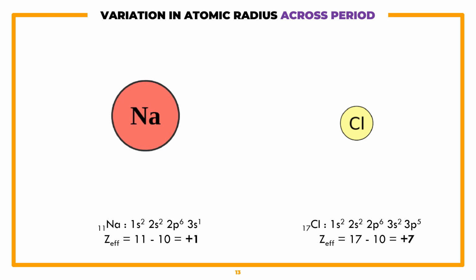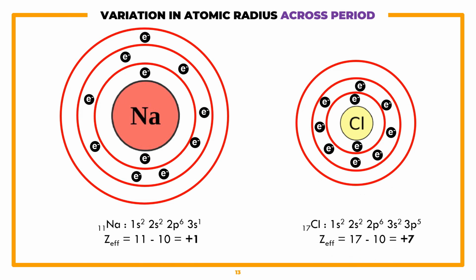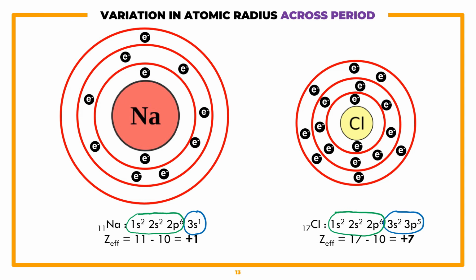Sodium and chlorine both are located in the same period, that is period 3. So both of them will have the same principal quantum number, that is n equals 3. From their electronic configuration, for sodium 3s1 is the valence shell, and 3s2 3p5 are the valence shell for chlorine. Meanwhile, these configurations will be considered as inner shell for sodium, and these configurations will be inner shell for chlorine.